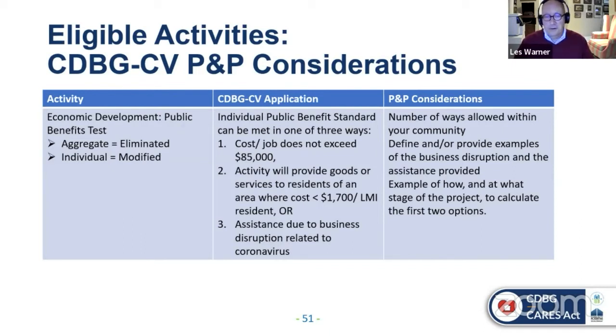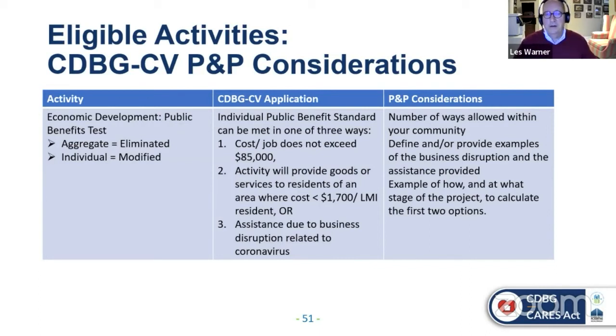But our third option here, and when it could be applied, would certainly be most streamlined if we are able to document that assistance being provided to the business is based on disruption of service, disruption of their business related to the coronavirus, then we essentially have met that public benefit standard.